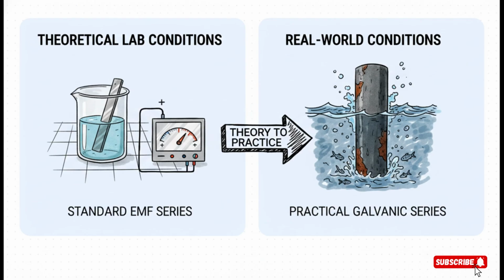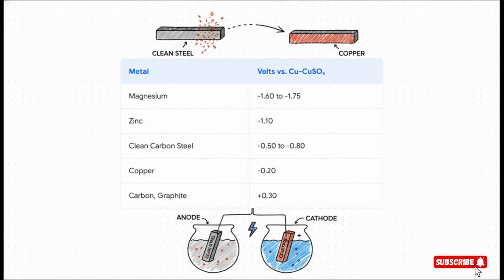It takes the same idea, but it ranks metals based on their actual measured potentials in a specific real-world electrolyte, like seawater. For any field technician, this is the guide that really matters. Now, this is where this whole concept becomes an incredibly powerful tool for predicting what's going to happen. This is a practical galvanic series for seawater. And here's how it works.